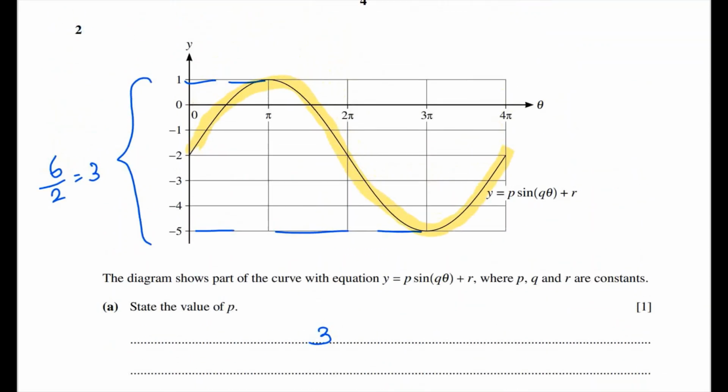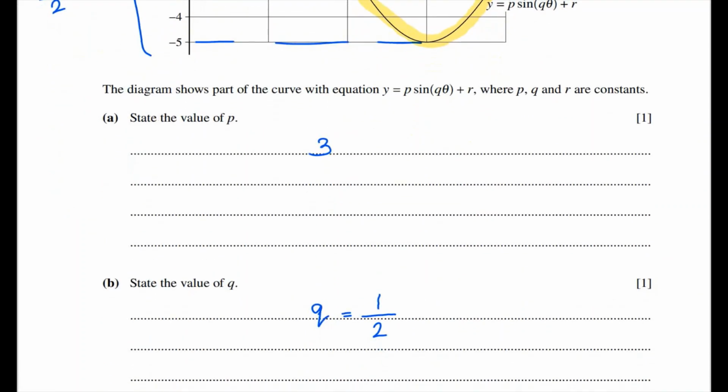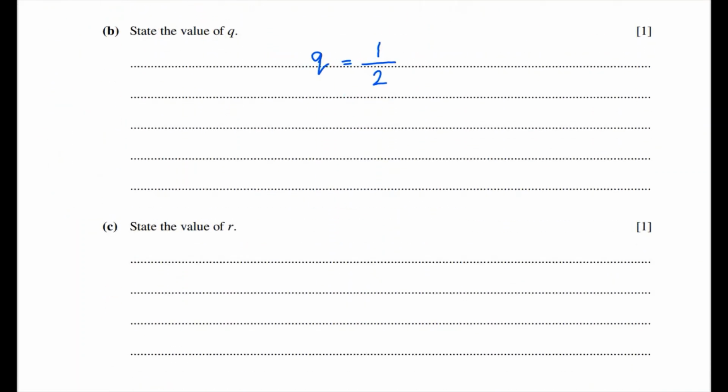Then we have to find the value of r, which is nothing but a translation. Generally, the sine wave starts from 0 to 2 pi. But in this diagram, we can see it shifted from, instead of 0, it shifted from 0 to -2. That is 2 steps, and the 2 downwards. So we have to write the translation factor r as -2.